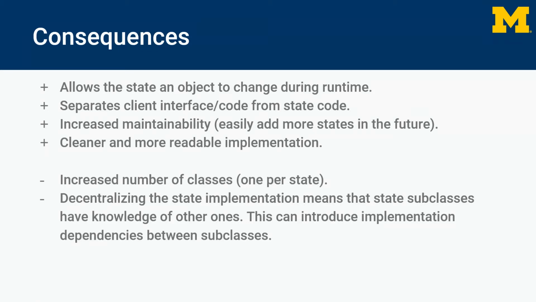Some negatives of the state design pattern are that it increases the number of classes. As you increase the states, you need one concrete class per state. So if you have an object with a lot of different states, it increases the number of classes. Also, the implementation decentralizes the state implementation, meaning that the state subclasses have knowledge of one another. This can introduce implementation dependencies between subclasses, and this is because each subclass, or each state, has to know what states are valid to transition to.